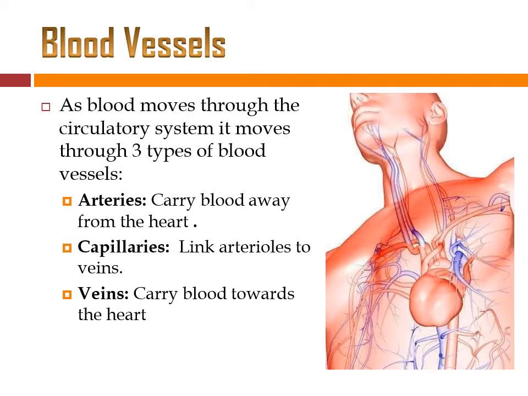We have three different types of blood vessels. First one is called arteries, which carry blood away from the heart. Second one is veins, which carry blood towards the heart. And last one is capillaries, which link arterioles to venules, or artery to veins.